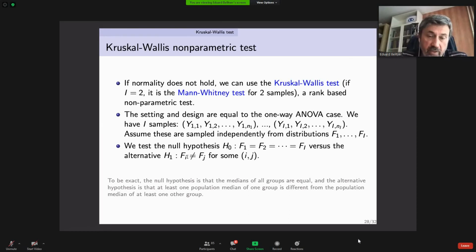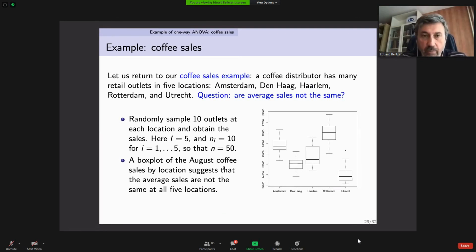The alternative is that at least 2 of the distributions are not the same. You just apply this test and see whether it gives you the same as ANOVA, just to back up your ANOVA. And if you see that the assumptions are not satisfied, then at least you could provide the Kruskal-Wallis non-parametric test. Okay, let's just go to an example.